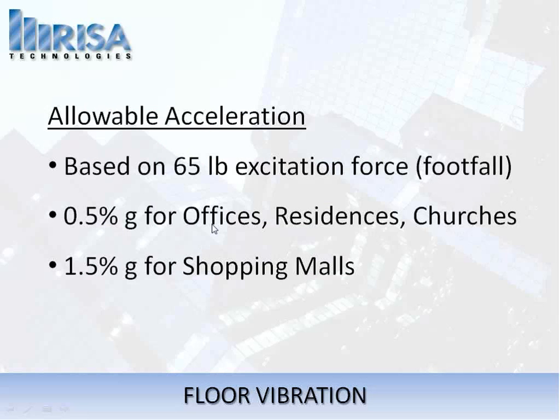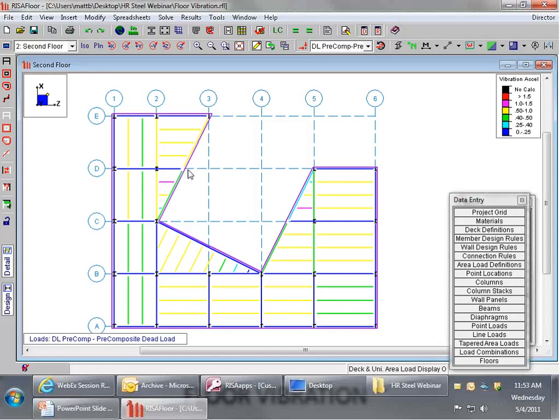Now, according to Design Guide 11, based on a 65-pound excitation force, and that's considered to be a typical footfall, and that's what we have hard-coded into the program here, we have an allowable acceleration of about 0.5 g for things like offices, residences, and churches. Whereas for other more public spaces like shopping malls, where things are a little more active, you're not sitting at your desk paying closer attention to what's going on, you can actually increase the amount of allowable acceleration up to 1.5 g for situations like that.